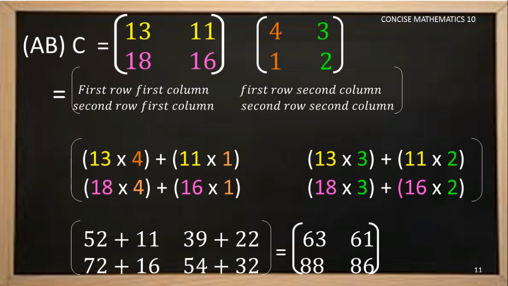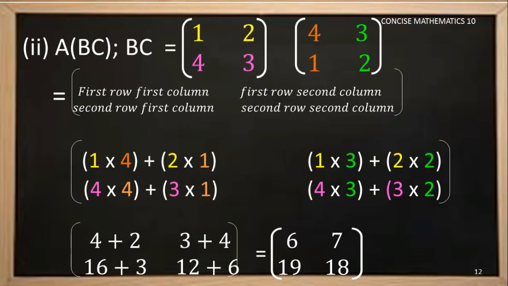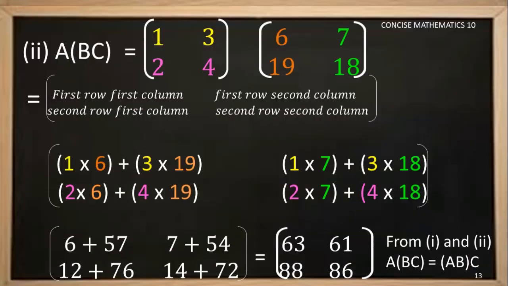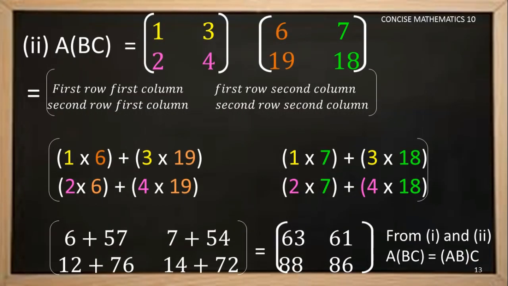Mark it as the conclusion or the result obtained for sub question 1. Let us move on to sub question 2. In sub question 2, it is asked to calculate A into BC. There is a bracket given for BC, hence the product of B into C has to be calculated first. First calculate the product of B into C. It results in 6, 7, 19 and 18. Then consider matrix A and the product of BC. Hence it results in 63, 61, 88, 86. This is the solution for sub question 2.